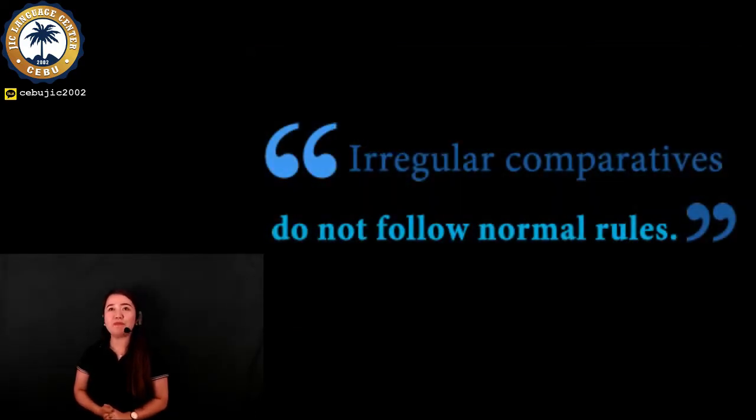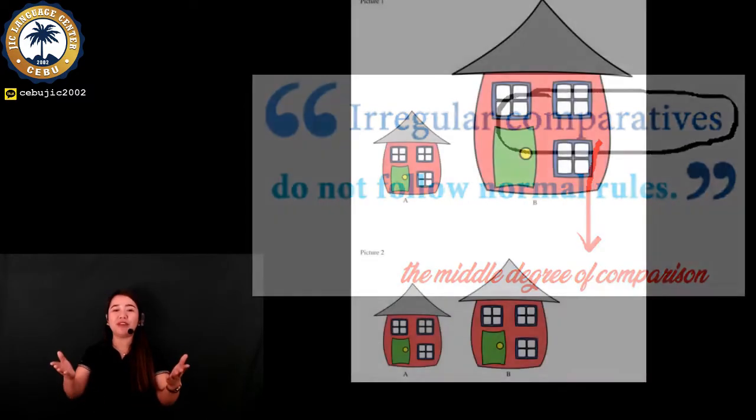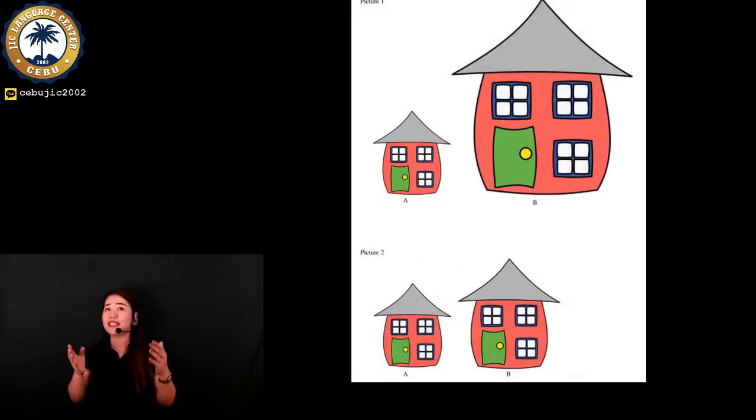So irregular comparatives do not follow normal rules. As I mentioned a while ago, it won't change. So what are irregular comparatives? Irregular comparatives are the middle degree of comparison. So we have here a set of examples. It is a set of houses here. The first one is big and bigger, and the other one, we have small and smaller.